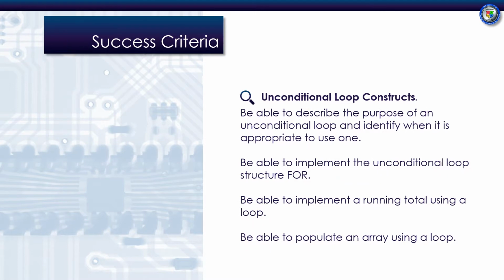Our success criteria is as follows. By the end of the lesson, we'll be able to describe the purpose of an unconditional loop and identify when it is appropriate to use one. We'll be able to implement the unconditional loop structure for. We'll be able to implement a running total using a loop, and be able to populate an array using a loop. As always, our success criteria and learning intentions should be referred to frequently throughout the lesson. This will allow you to gauge how well you have learned the content.